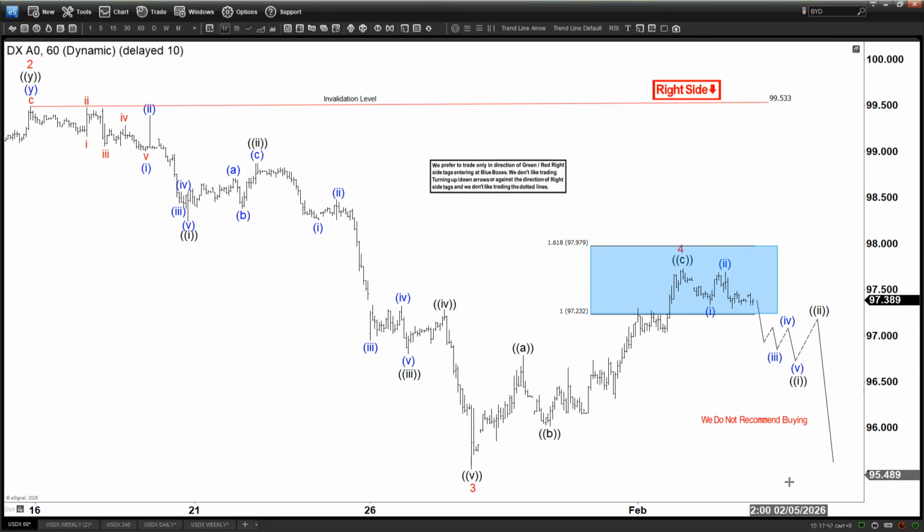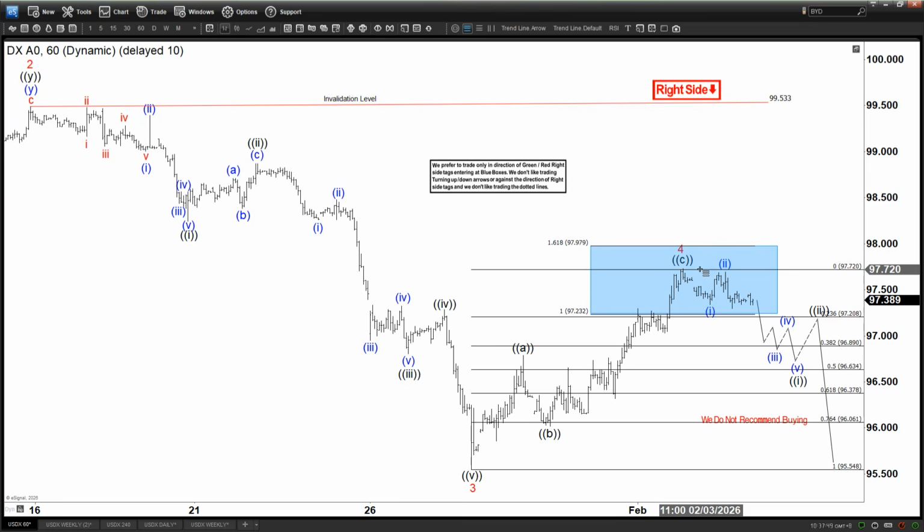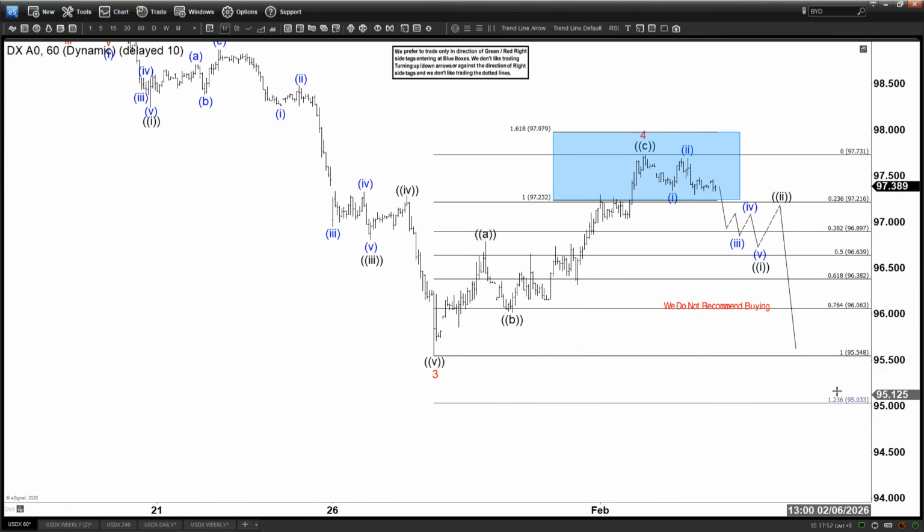Eventually we can go down in the wave 5, and the minimum target usually can be measured this way, which is the 1.236 external retracement, which comes at around 95.